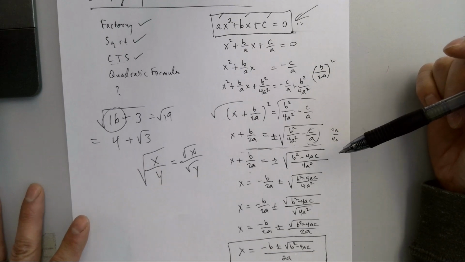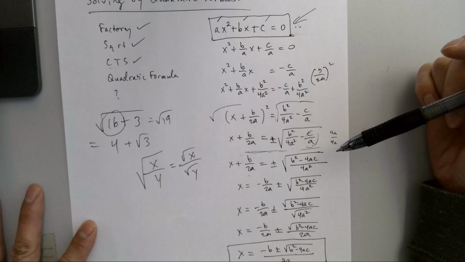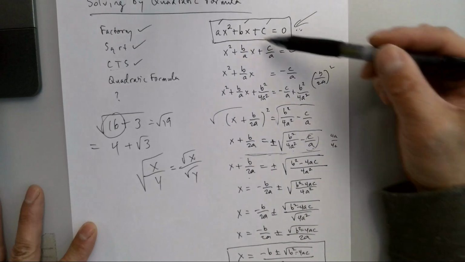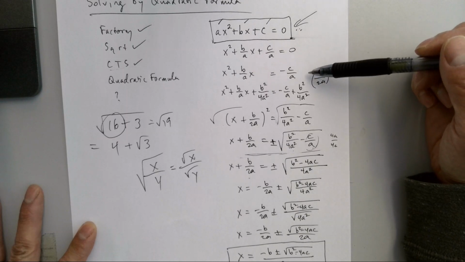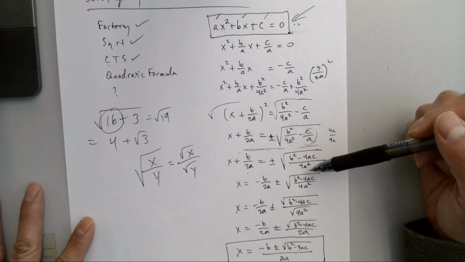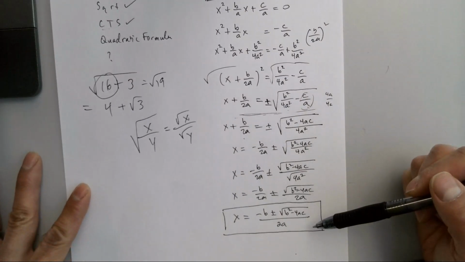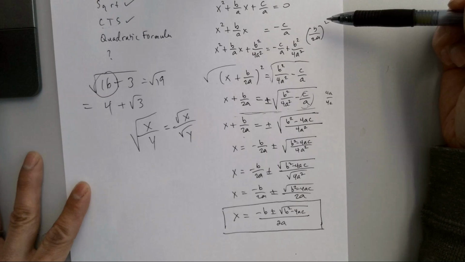you can just look at this, and here are all the steps for you, starting with ax squared plus bx plus c, using the steps and completing the square to finally arrive at the quadratic formula: x equals negative b plus or minus square root of b squared minus 4ac over 2a. I'll just quickly summarize what we did.